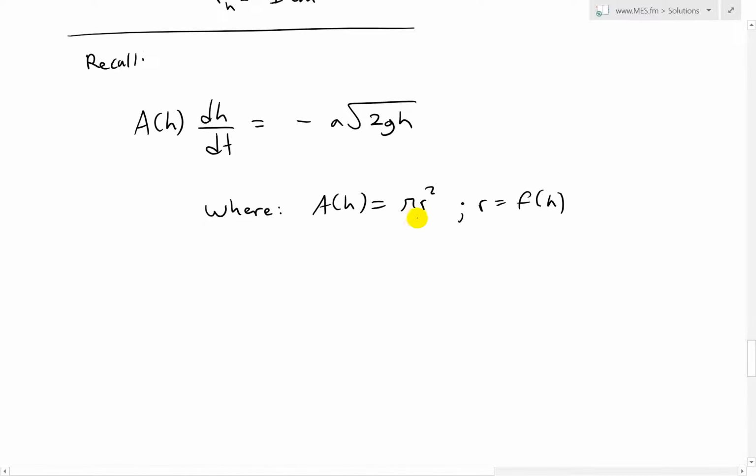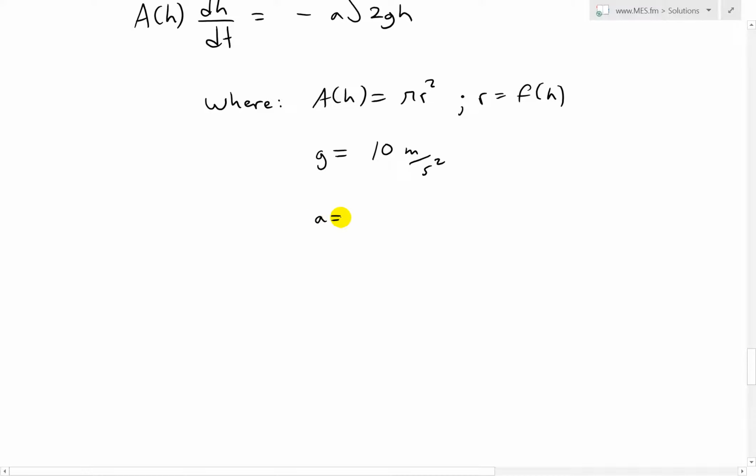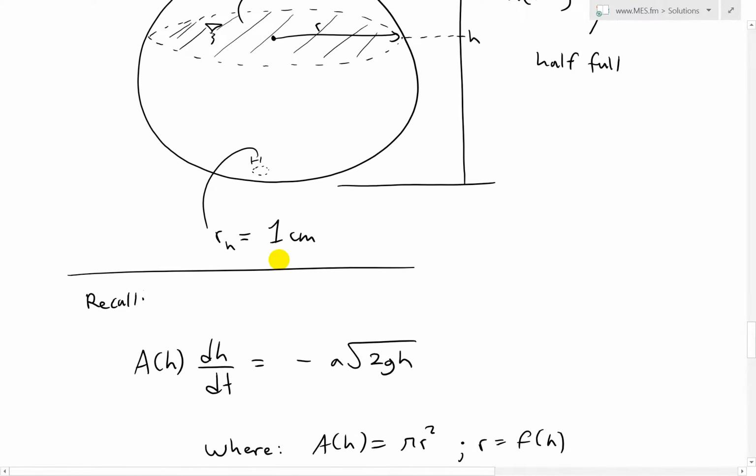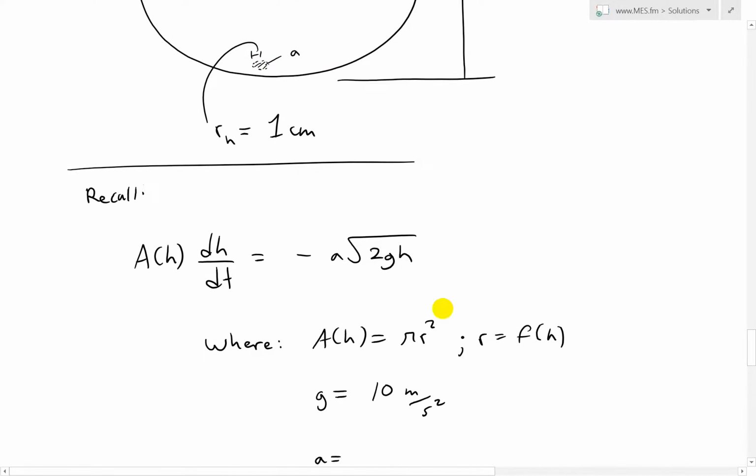A of h is pi r squared, and our g is gravity. That's just acceleration due to gravity, 10 meters per second squared. And the last part, a, is the area of the outlet. That is actually this area. So that is our a, and the radius is 1 centimeter.